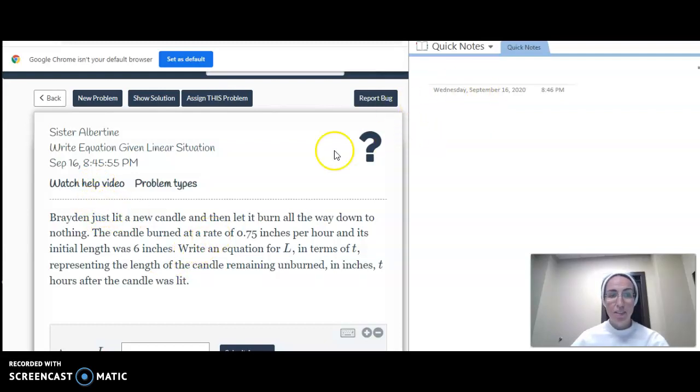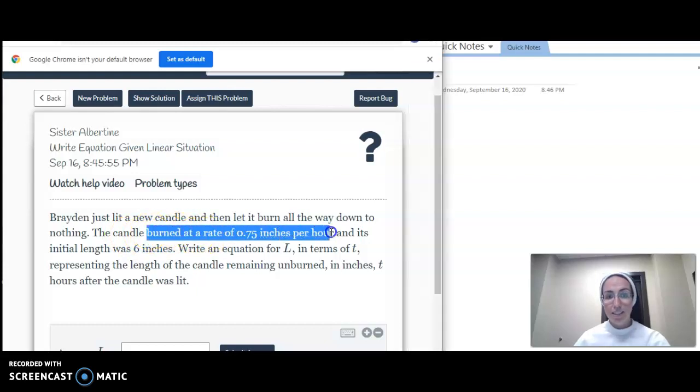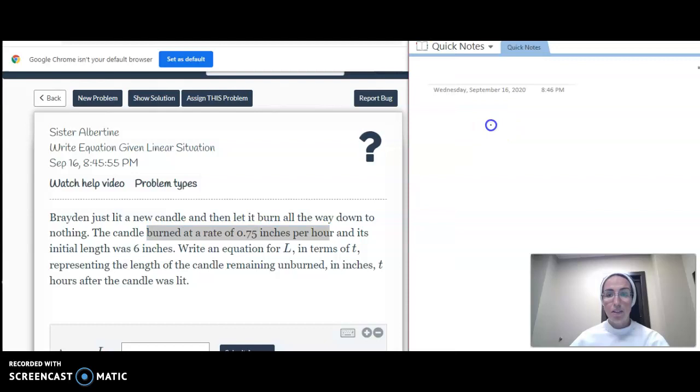So for example, Braden gets a new candle, he lights it, and he lets it burn all the way down to nothing. It burned at a rate of 0.75 inches per hour. Okay, rate is your keyword, slope. My slope is going to be 0.75 inches per hour.